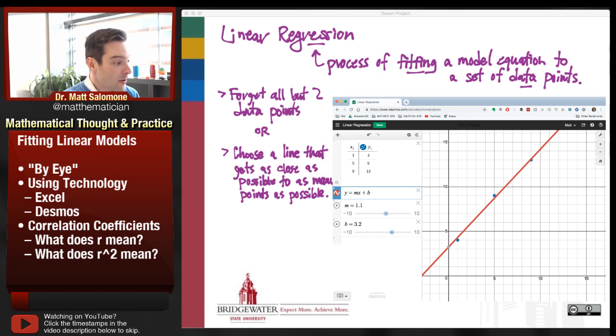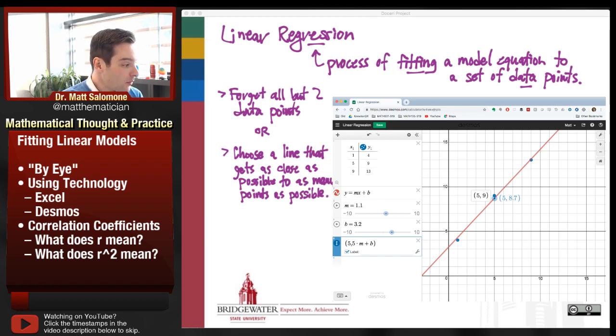For example, when this red line passes through the x-coordinate of 5, its y-coordinate is 5 times m plus b, right? If I plug a 5 into my y equals mx plus b equation, 5 times m plus b, it passes through the point (5, 8.7), whereas the point itself has coordinates (5, 9). So that difference between the y value of the data point and the y value that the equation predicts, that difference is what we call a measured error, right?